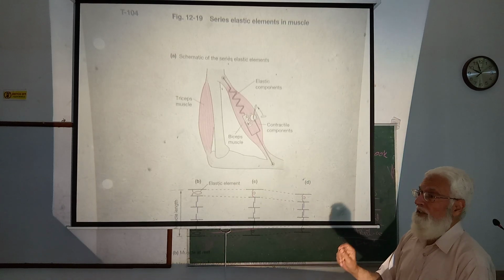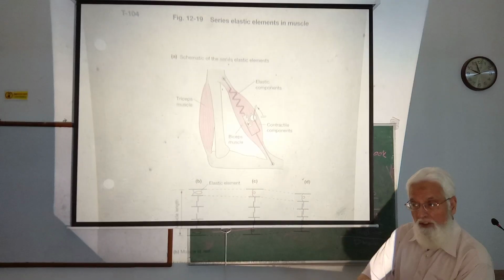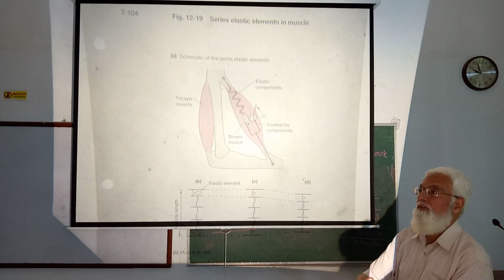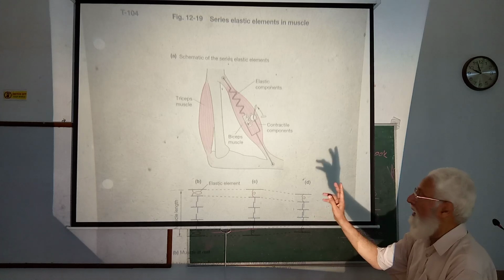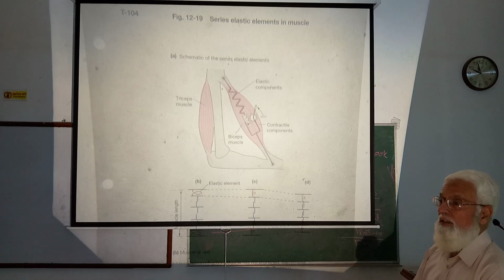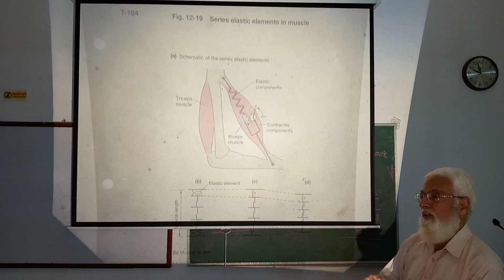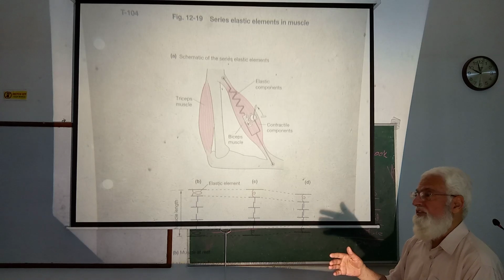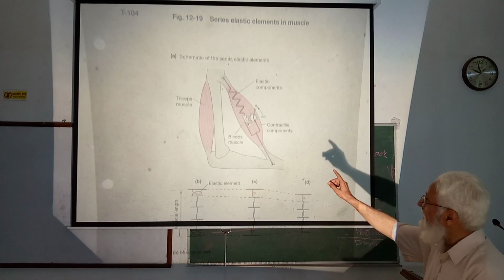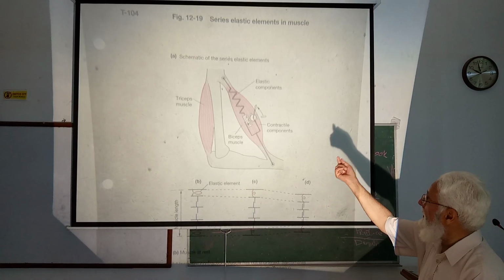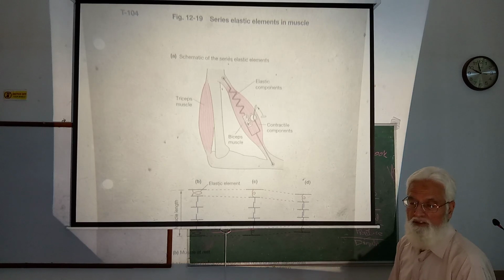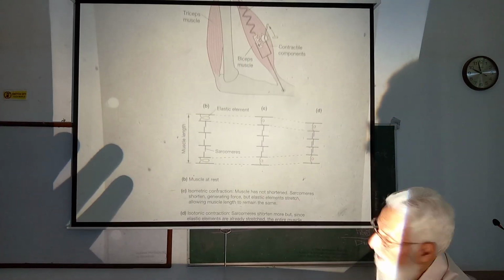Right? Actually, the skeletal muscle must shorten 3 to 5% extra to neutralize the stretching of the elastic component. The contractile component in muscle contraction must shorten 3 to 5% extra to neutralize the stretching of the elastic component. Keep in mind that the elastic components are in series with the contractile component.